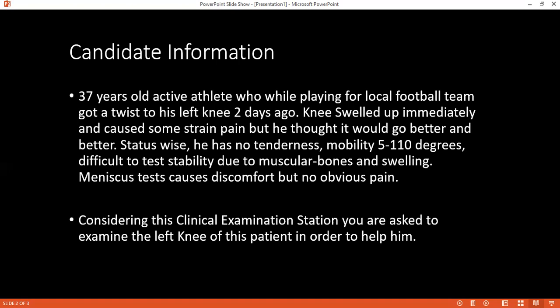After finishing the special tests, I will put his gown back and thank him, and will assure him that I will talk with my consultant for his further management. Then I will tell the examiner that to complete my examination, I will do the ankle and hip. Yes. Now, if you can present your case.